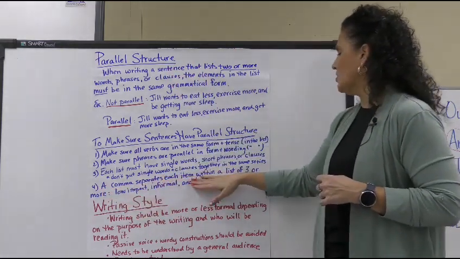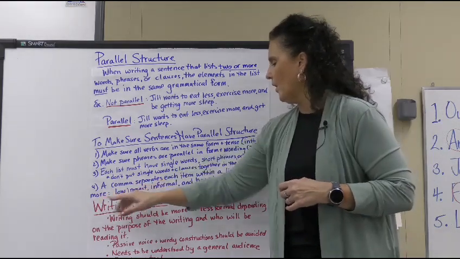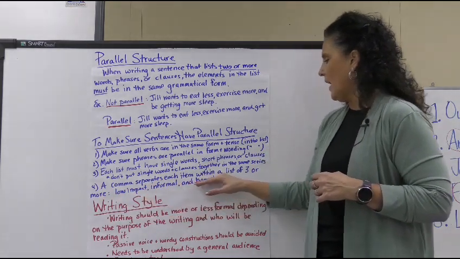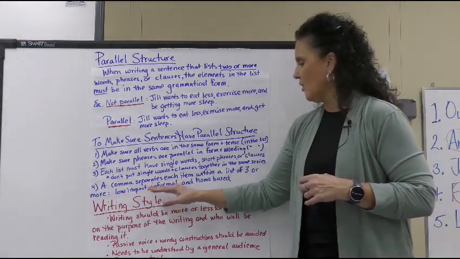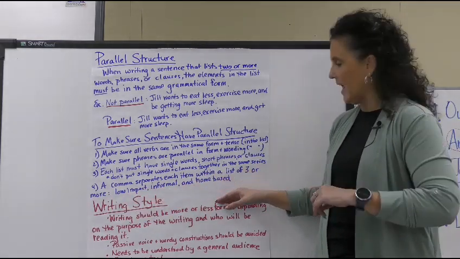You're listing one word or you're listing phrases. A comma separates each item within a list of 3 or more: low impact, informal, and home-based. If we were listing those in a sentence, we've got those certain things that are all the same.